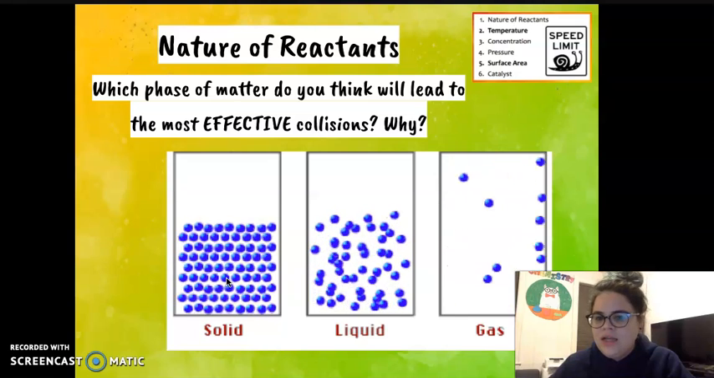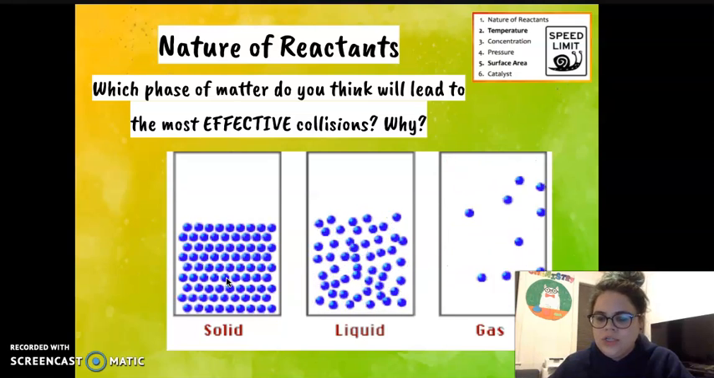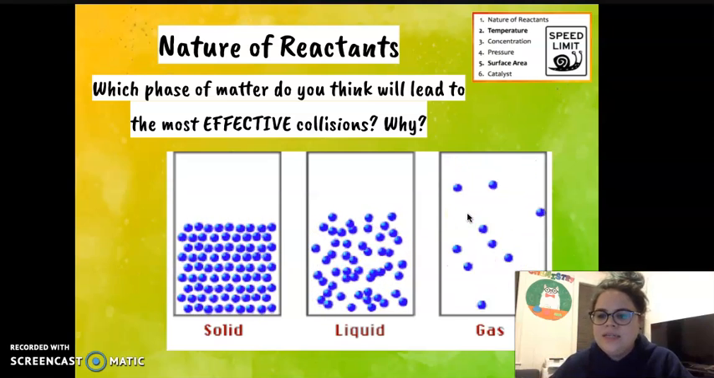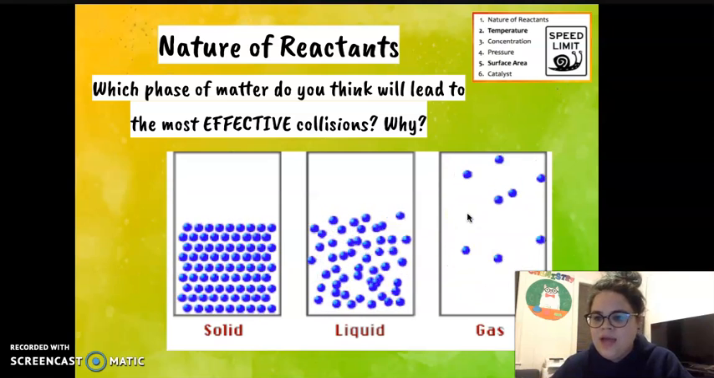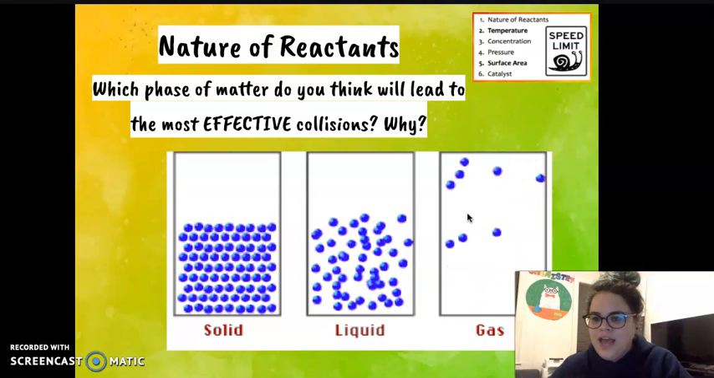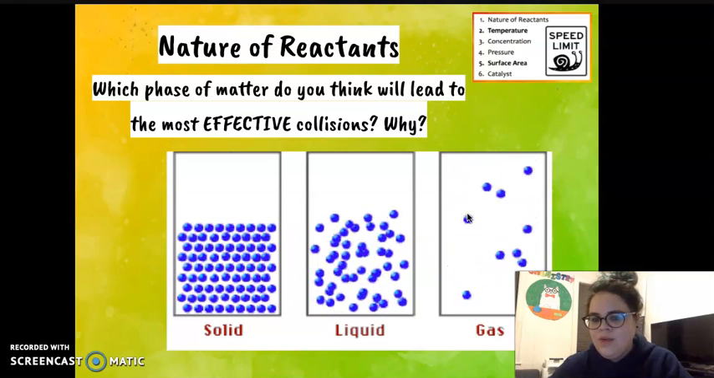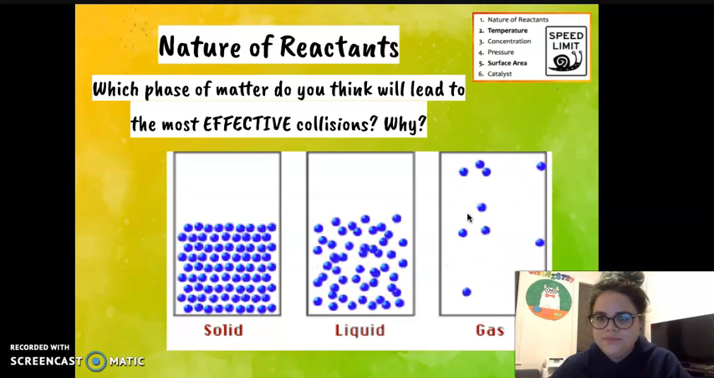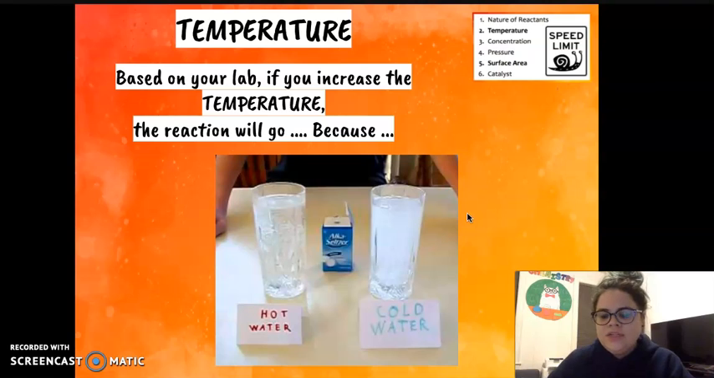and so that's not going to lead to as many effective collisions as if you had a gas of the same substance. That's not to say that solids and liquids can't react, but if they have the option to be a gas, that would mean that you would have the most effective collisions, and that would mean a faster reaction. Okay? The next one on the list is temperature.